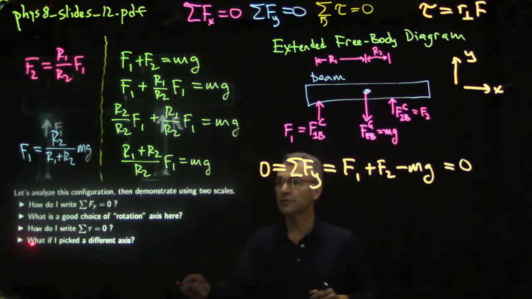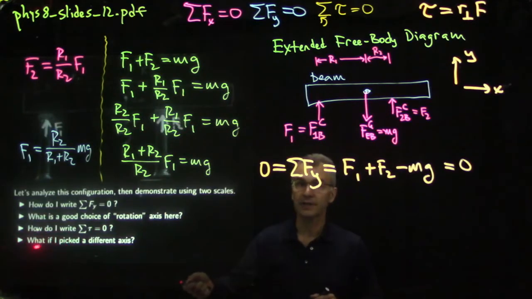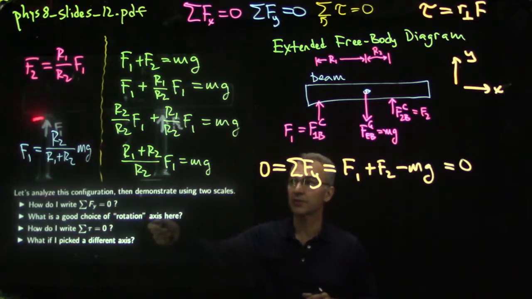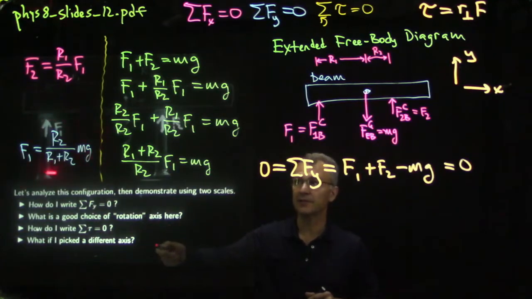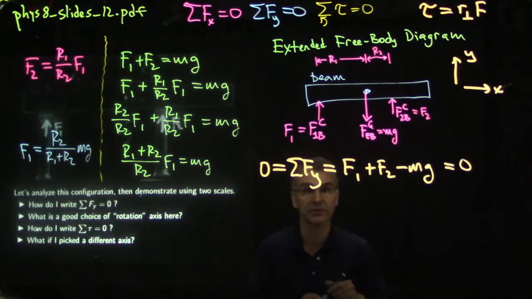One thing you might wonder is, what if you picked a different axis? Well, it turns out that depending on what you're most interested in, sometimes it is really convenient to pick a different axis. For example, suppose we wanted to find a shortcut that would get us directly to this equation without so much algebra. Notice that this result contains F1 and it doesn't contain F2. So we were looking for an expression that eliminates F2. One way to eliminate F2 is to make the pivot go through F2. Let's see what happens if we make the pivot go through F2.